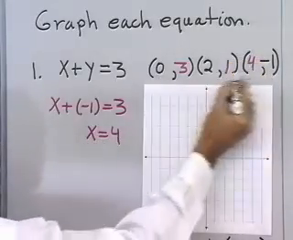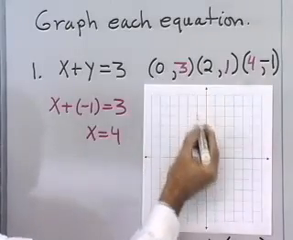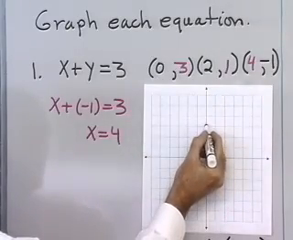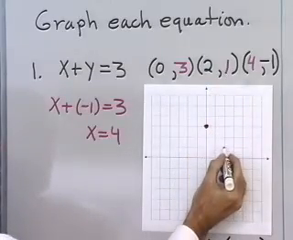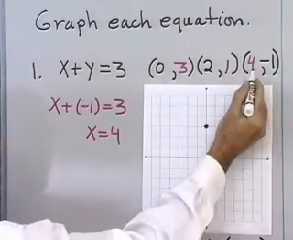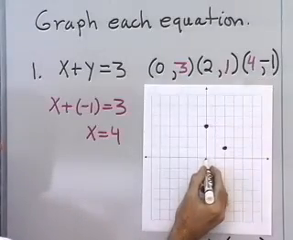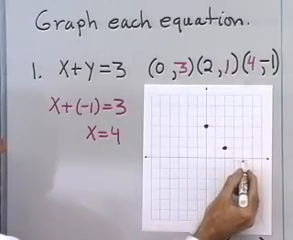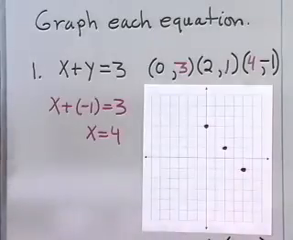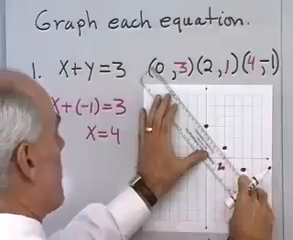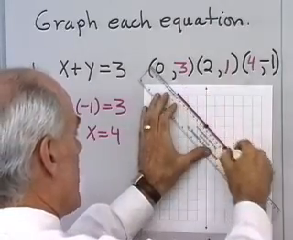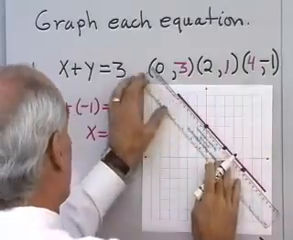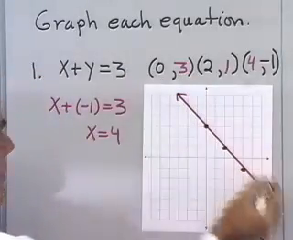So if I graph these three ordered pairs, x is 0, y is 3, right there. X is 2, y is 1. And then x is 4, y is negative 1. So 1, 2, 3, 4, negative 1. I get those 3 points. They line up in a straight line, so I'll draw a line through them. And that is a picture of all the solutions to the equation x plus y is equal to 3.